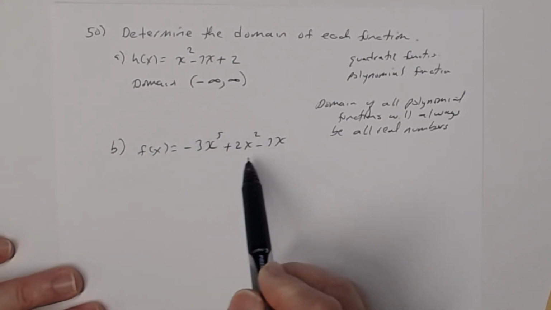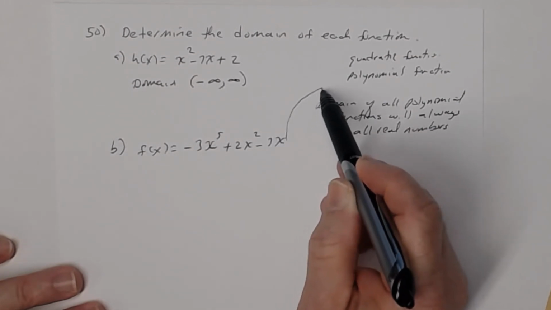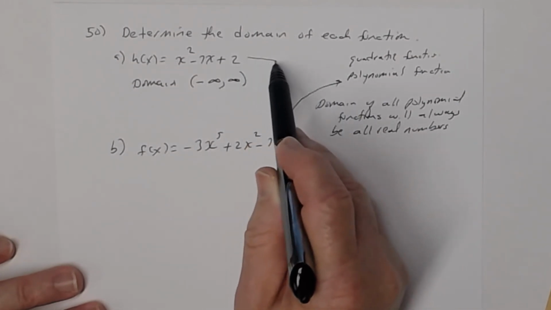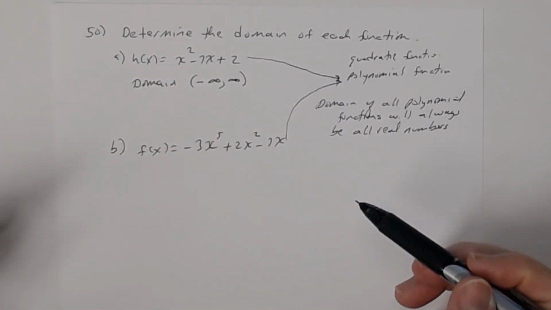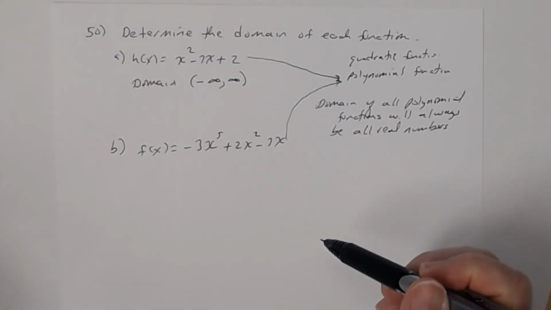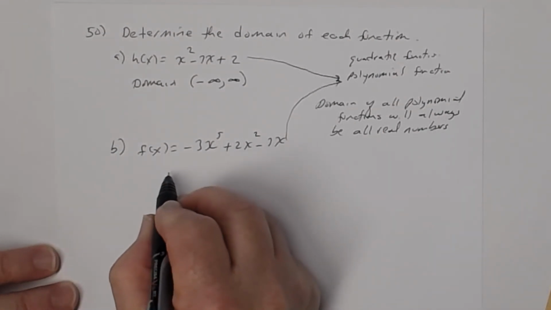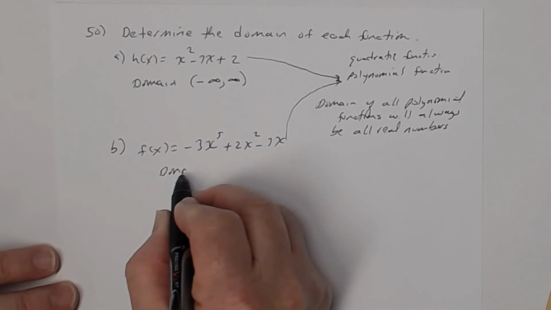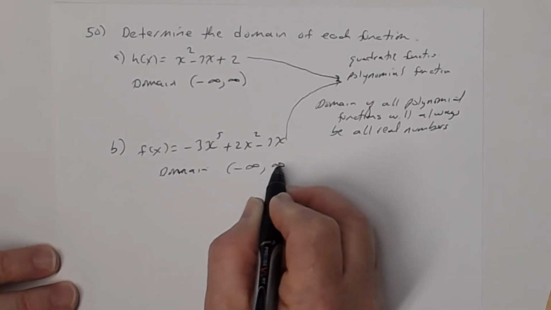So if you look at this function, this is also a polynomial function, isn't it? So the first two were polynomial functions. If you were to graph it, which you don't want to, it would be a continuous function. And the domain would be all real numbers. So the domain would be negative infinity to infinity.